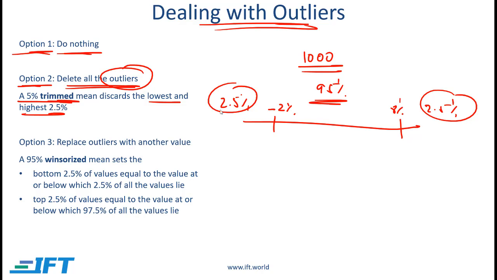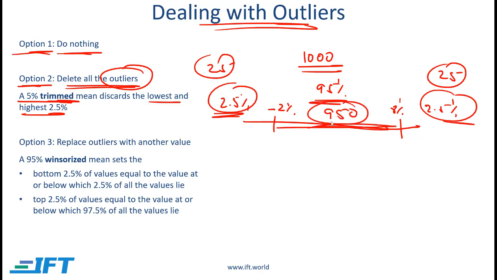With option 2, we will ignore these two. So we will ignore essentially the top 25 out of 1,000 and we will ignore the bottom 25. We will consider a sample of 950, which is in the middle. And the mean associated with this is called the trimmed mean. And given that we are ignoring 5% of the data, this is called the 5% trimmed mean.